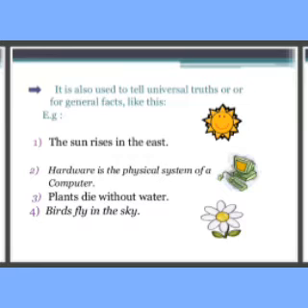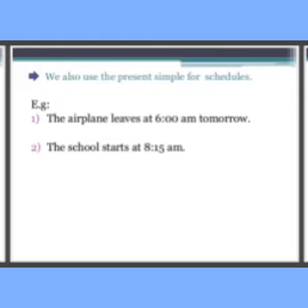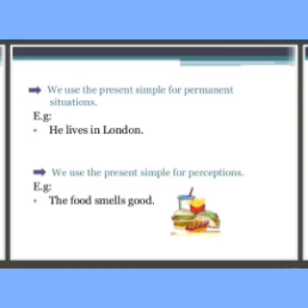Simple present tense can be used for things which one likes or dislikes. Let us see the examples. He likes short stories. I like ice cream. Raza dislikes lizards. We also use the simple present for schedules. Example, the airplane leaves at 6 a.m. tomorrow. The school starts at 8:15 a.m. Simple present tense can be used for permanent situations. He lives in London. We use the present simple for perceptions.